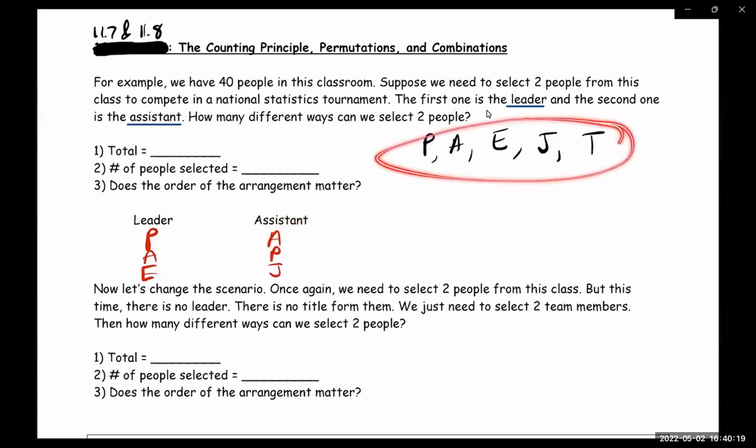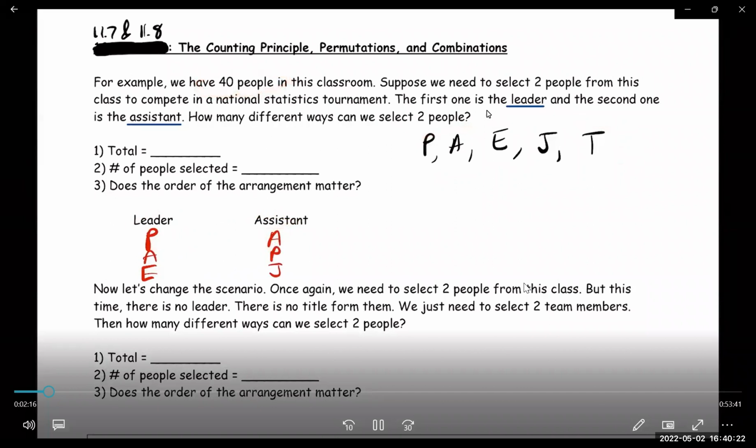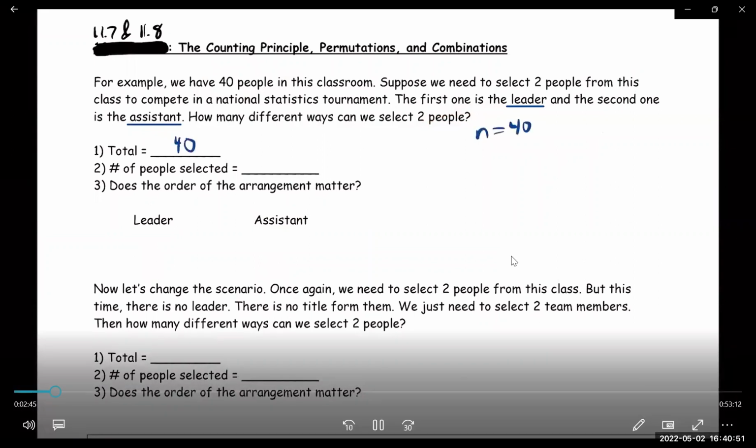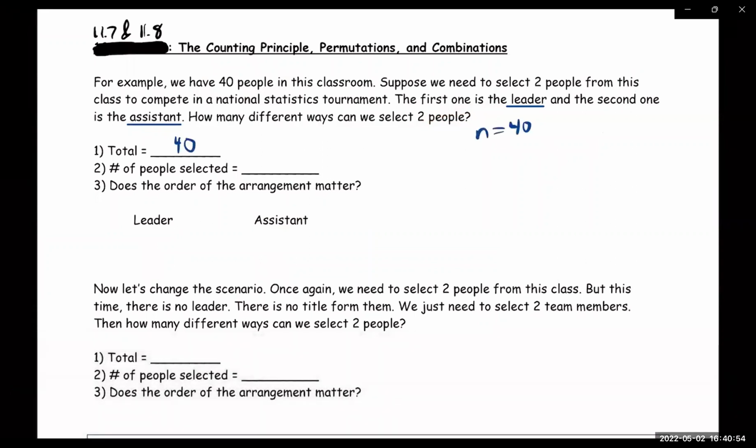But it's not just 5 people, it's actually 40 people. So you can imagine this would be kind of a hard problem to figure out just by pairing up 2 different letters like that, because you can arrange it in all sorts of different ways. So let's see what they say here. Let's just backtrack. Let's say that n is the number of people. That's 40 total people. The number of people that we need to select is 2, a leader and an assistant.